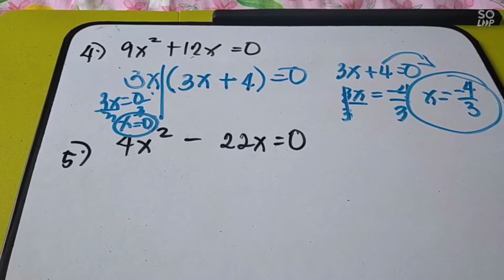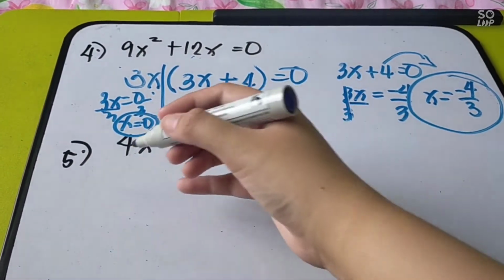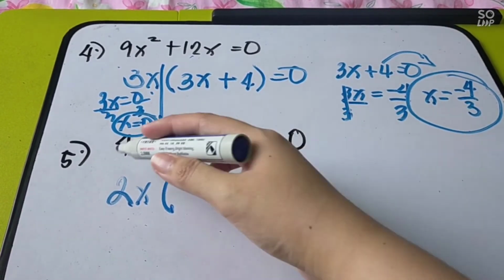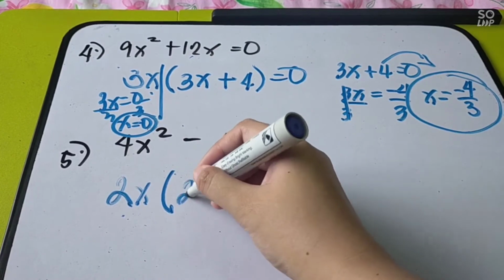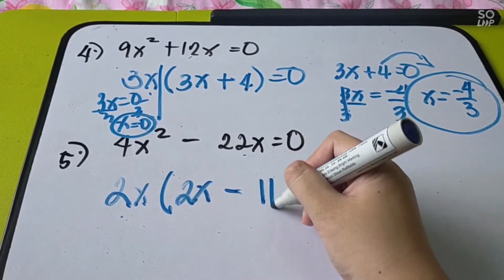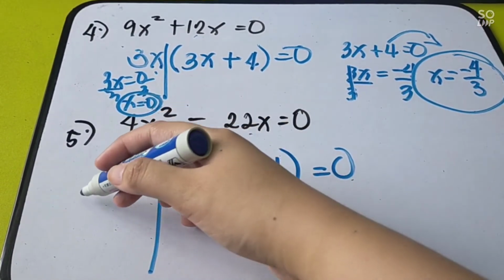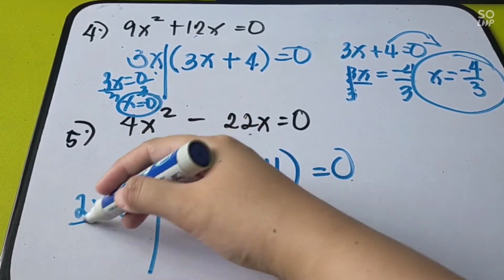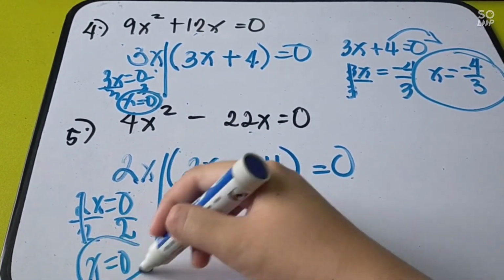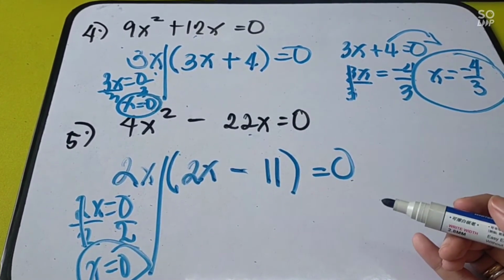Let's move with number 5. So, common with 4x squared minus 22x. Ang common sa kanya, we have here 2 at saka x. Then, 4x squared divided by 2, the answer is 2x. Minus 22 divided by 2, the answer is 11. Equals to 0. Just separate. So, we have here 2x equals to 0. Divide both sides by 2. Canceled out. So, x is equals to 0. Ito nga, kahit hindi mo na isolve, basta x equals to 0 na lang yung kabilang side.